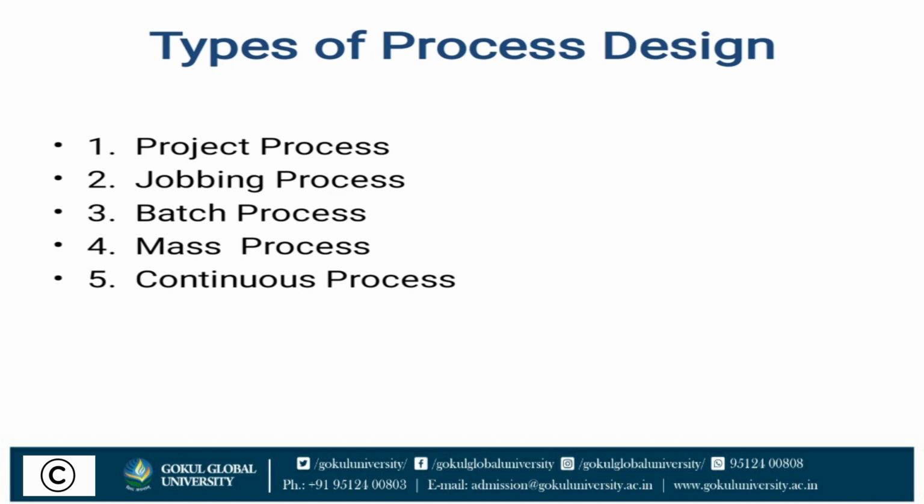So what is continuous process? Continuous process is a flow production process used to manufacture products or process the material without interruption. That means you can process continuously without any interruption and without any gap. That is called continuous process. These are all the types of process design.